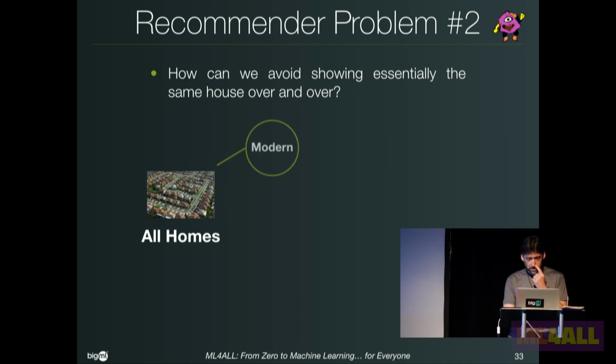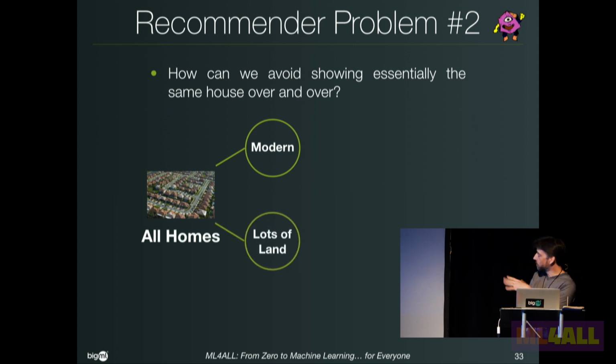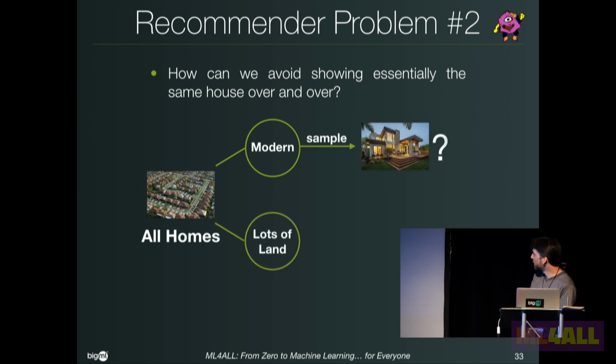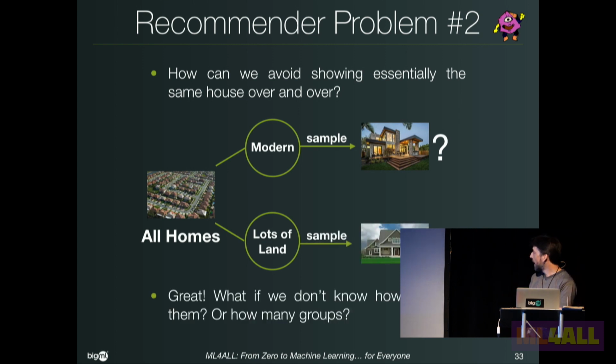So here's one idea. We could cluster them, right? We could take all the modern homes and all the homes that have, for example, lots of land, and we'd sample from each of those. So I'll show you a modern home, you say yes or no, and then I show you one that has 10 acres and you say yes or no. That's great, right? This gives me a bit more variety in my sample. It's smarter sampling. Well, what if we don't know how to group them or how many groups of homes there should be? That sounds like a machine learning problem.